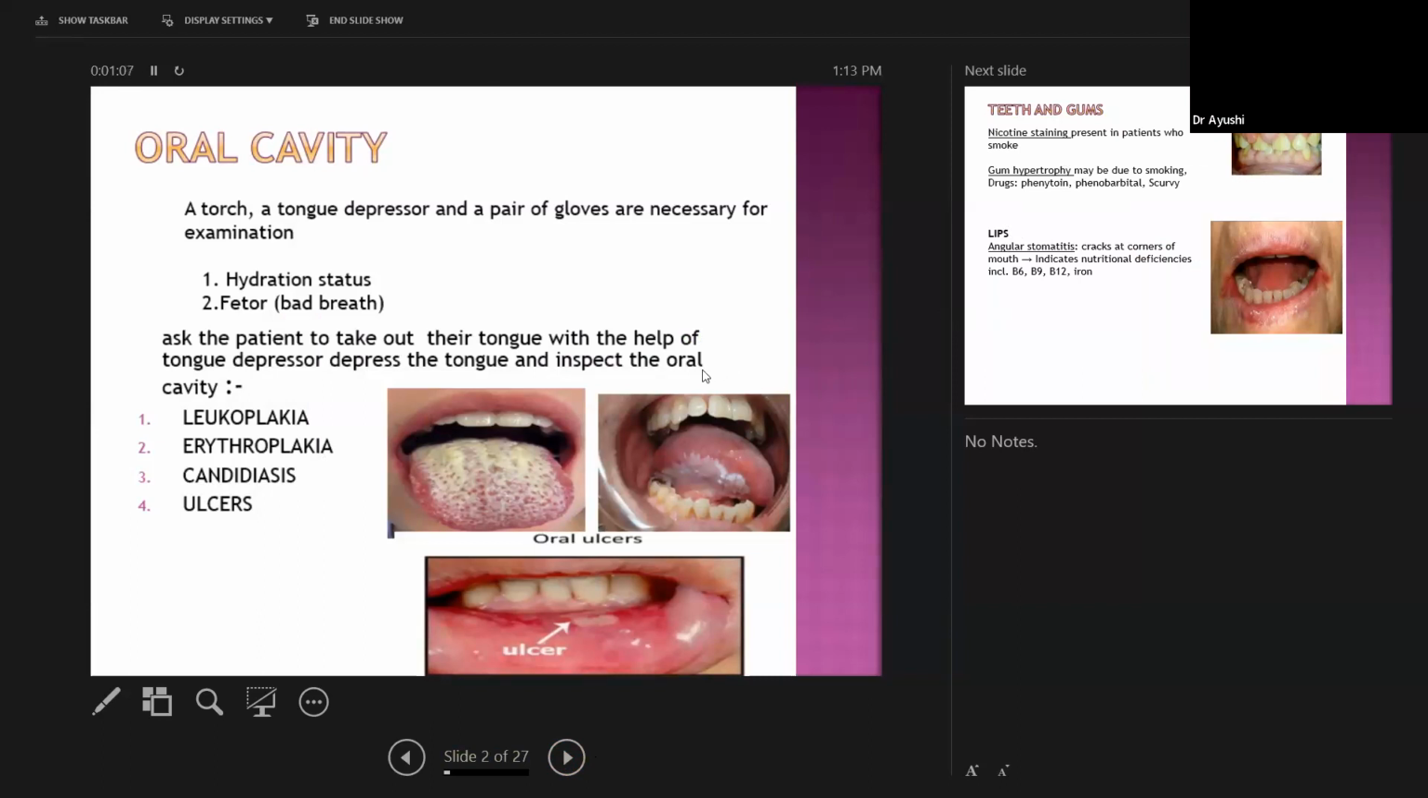We will ask the patient to take out their tongue with the help of a tongue depressor. We will depress the tongue and inspect the oral cavity for leukoplakia, erythroplakia, candidiasis, and ulcer. As we can see in the above pictures, the candida, the leukoplakia in the tongue, and the oral ulcers.